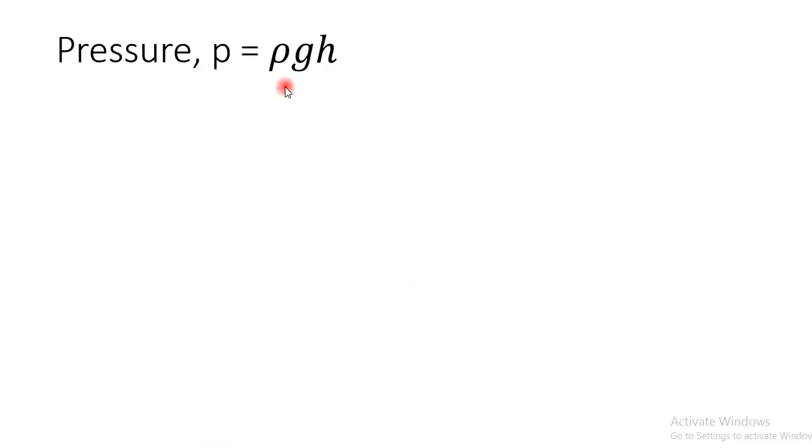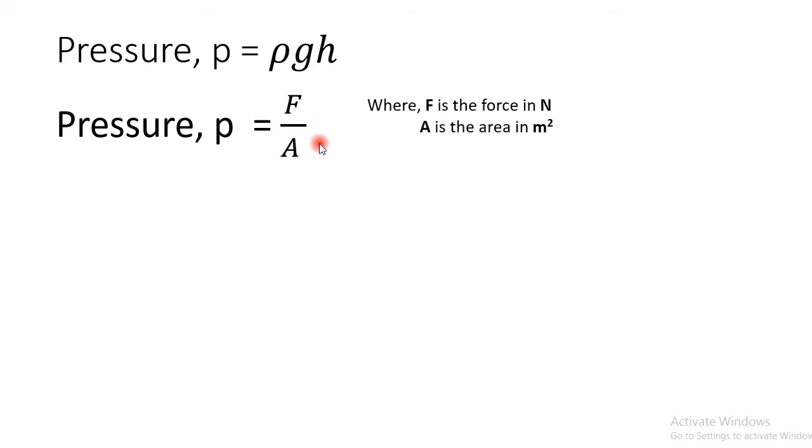So we want to derive a formula where we can work out the pressure of a fluid, because we normally know that pressure is equal to force over area. That's what we've learned earlier on. But now how do we come up with this formula, starting from force over area?